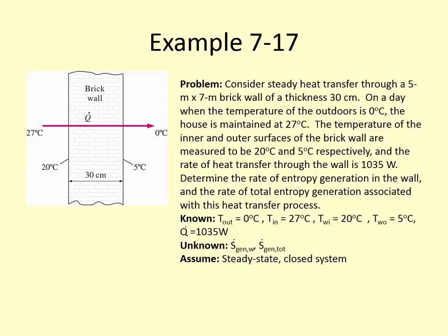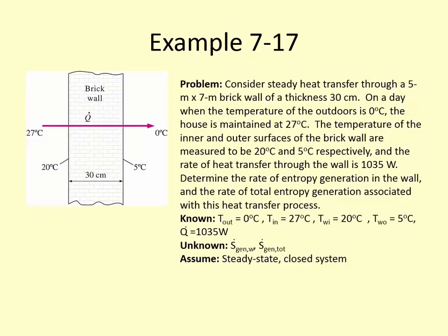In this case we have heat transfer through a wall, and we're given a lot of different temperatures, so we need to be careful. Our wall is at 5 degrees Celsius on the outside and 20 degrees Celsius on the inside. We're also told the air temperature is 0 degrees Celsius outside and 27 degrees Celsius inside. By virtue of this temperature difference between the inside and the outside of the house, we're losing heat at a rate of 1035 watts. So Q dot is 1035 watts through the wall.